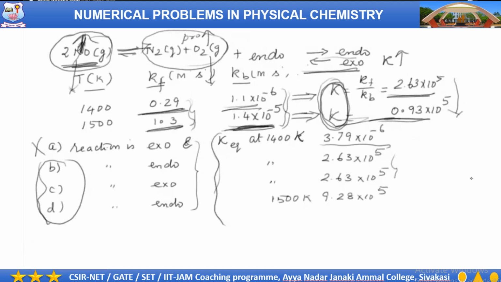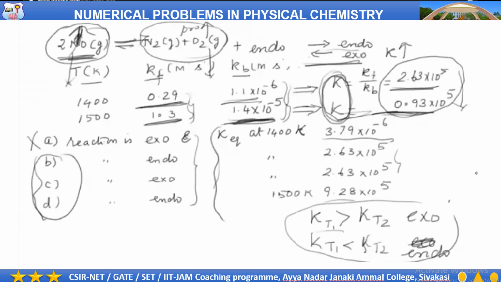Therefore, if you compare the equilibrium constant at lower temperature and higher temperature, you can come to the conclusion: the K at T1 and the K at T2, where T2 is the higher temperature. If K at T1, the lower temperature, is higher than this one, the reaction is exo. When K at T1 is less than K at T2, the equilibrium constant at higher temperature is higher, it is endo. This is the outcome of the Le Chatelier principle applied in a system at equilibrium.